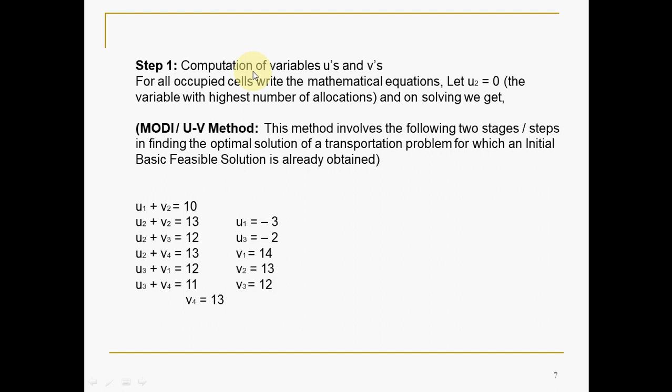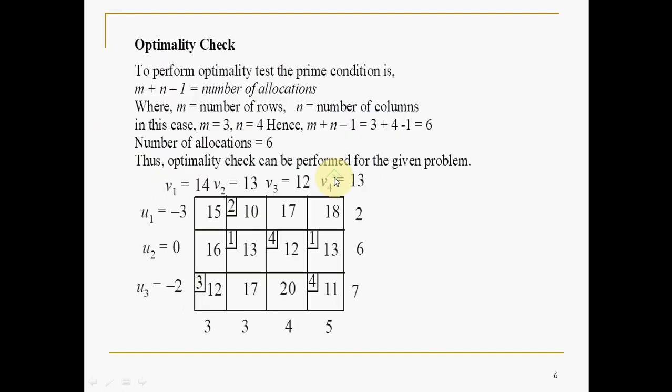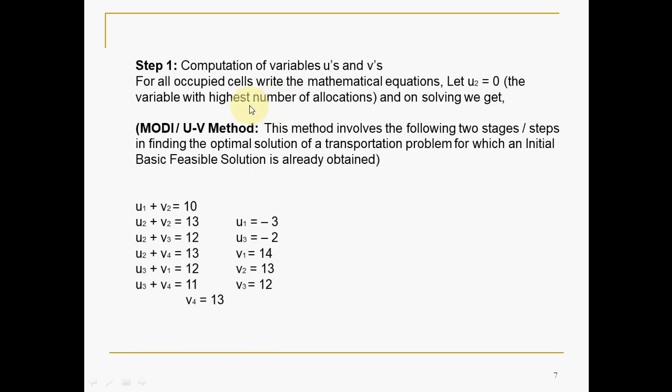So step 1 is this one. Okay, so you go back to this one. So you have to declare the u's and v's for all occupied cells. First step is for all occupied cells. So how many occupied cells are there? 6 occupied cells are there.